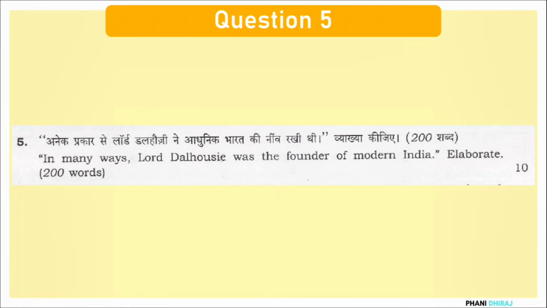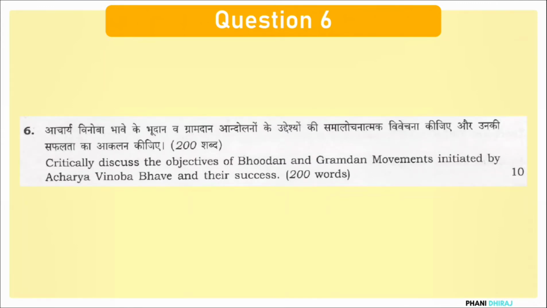Now moving on to question number 6. Now let us read this question a bit carefully. Critically discuss the objectives of Bhoodan and Gramdan movements initiated by Acharya Vinoba Bhave and their success. 10 marks, 200 word limit. So there are 3 keywords in this question. One, you have the Bhoodan movement. Second, you have the Gramdan movement. You have Acharya Vinoba Bhave. And the most important is their success is being asked.